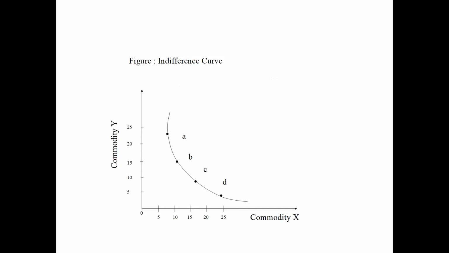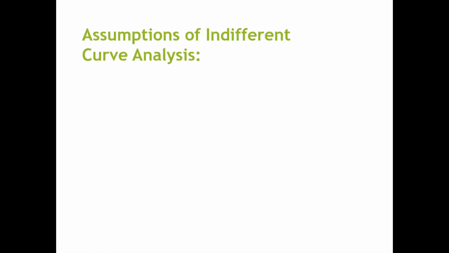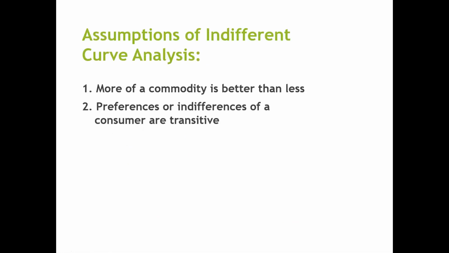Let's understand. This is the indifference curve in front of you. There are two commodities X and Y, as you can see, and there are different combinations A, B, C, D when a consumer consumes commodity X and commodity Y. So you find out the utility received by the consumer for different commodities X and Y at different points. This is nothing but the indifference curve. Now, as with any law of economics, this too has assumptions. Let's understand them one by one.